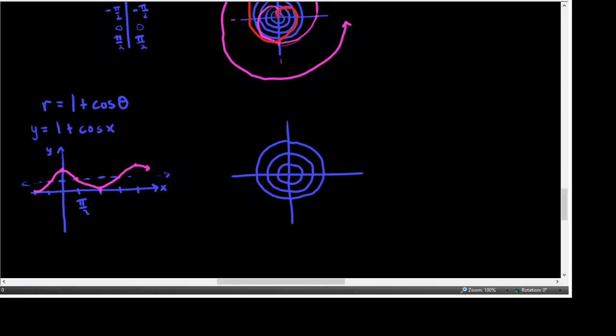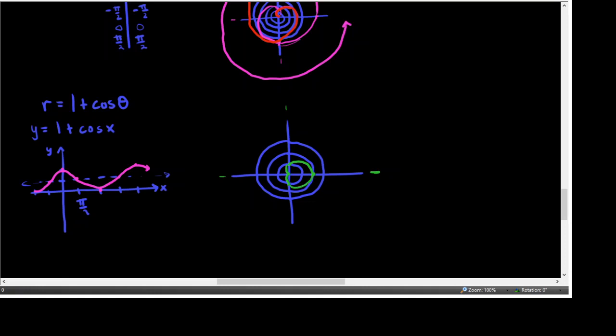Okay, so at angle 0, we're at 2. At angle pi over 2, we're at 1, and the radius decreased until you got there. At angle pi, you're actually in at 0, and the radius just decreased until you got there. Then at 3 pi over 2, you're out at 1, and so the radius increased out to there. And by 2 pi, you're out at 2, back to where we started.